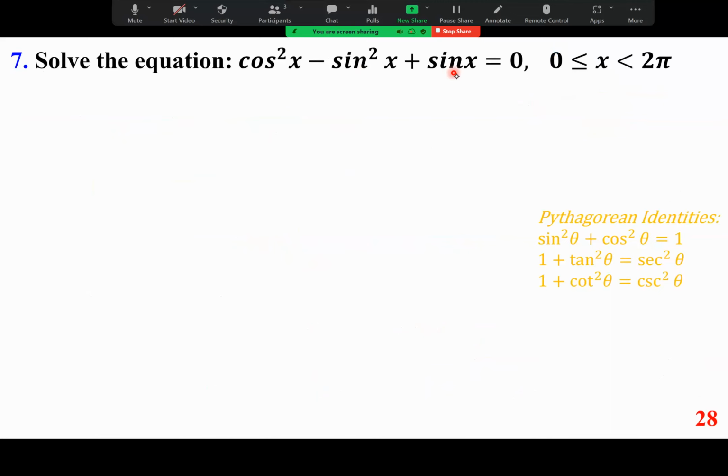Cosine squared minus sine squared plus sine x equal to 0. And we know the Pythagorean identities. Therefore, we are going to use, by the way, when sine squared plus cosine squared is 1, that means sine squared is 1 minus cosine squared, or cosine squared is 1 minus sine squared. So basically, you want to remove one of those and make either this one into sine squared or this one into cosine squared. So if I remove that, I get 1 minus sine squared.